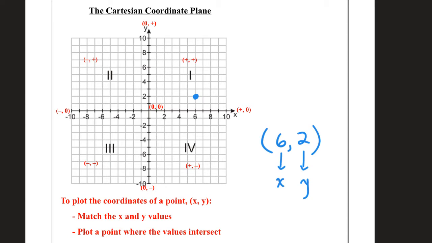Other information that may be important, knowing where positives and negatives exist on a piece of graph paper. Anytime we go to the left on the x-axis, that's going to feature negative x values. And anytime we go down on the y-axis, that's also going to feature negative y values. This is more or less common sense because it's very similar to how a number line works. As we go from left to right, the numbers are getting larger. And I know we don't usually make number lines up and down, but the same logic applies. As we go down, the numbers are getting smaller and smaller.